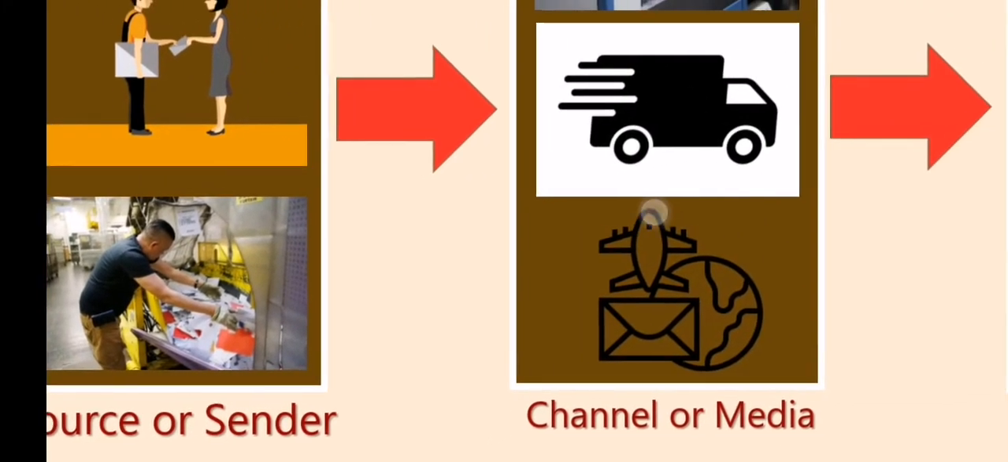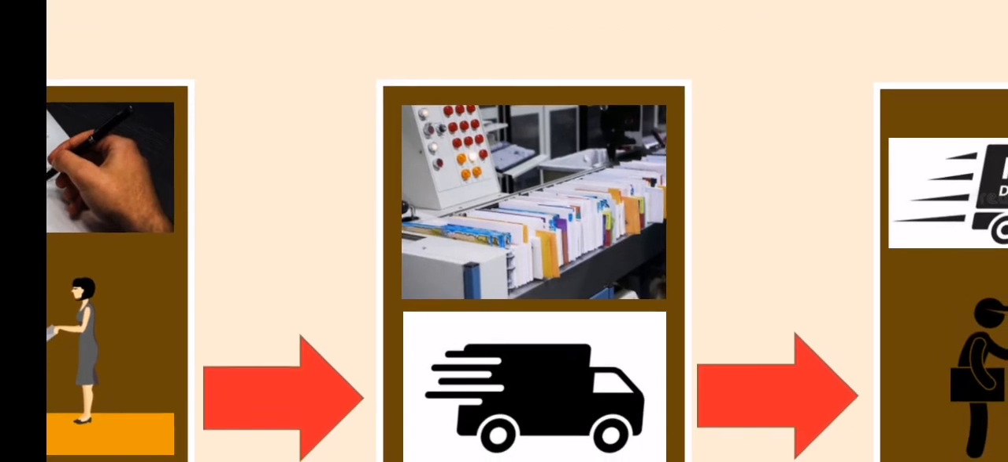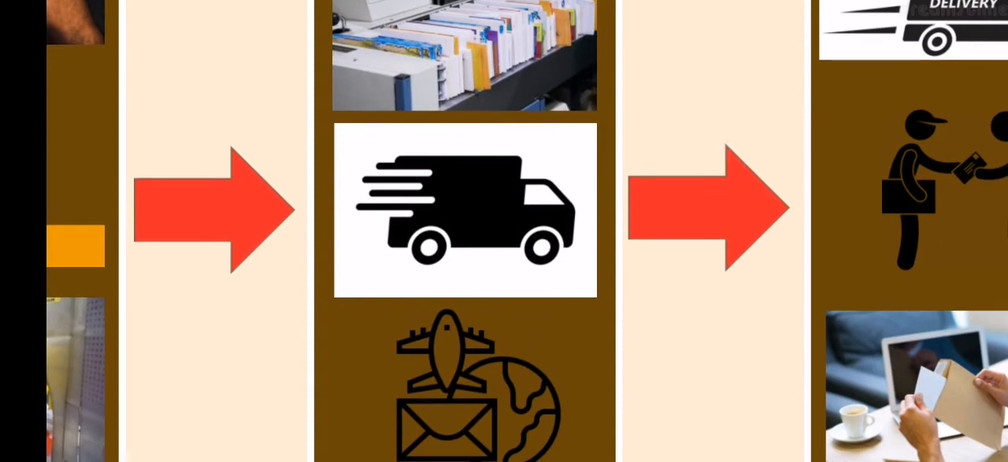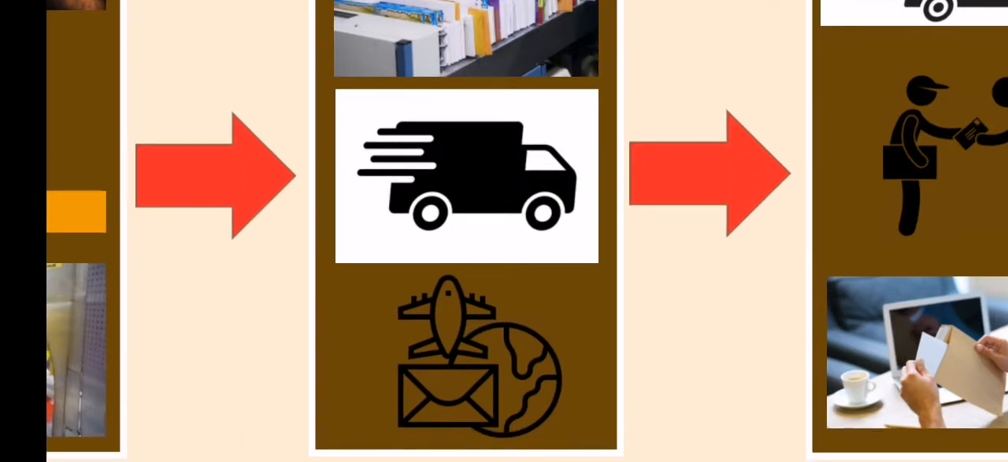Next is the channel or media. The letter now is sorted at the post office, then a carrier transports the letter. The letter is brought to the recipient's local post office or may be brought to the central office. It may be transported by a truck, a train, an airplane, a boat, or a combination of these.